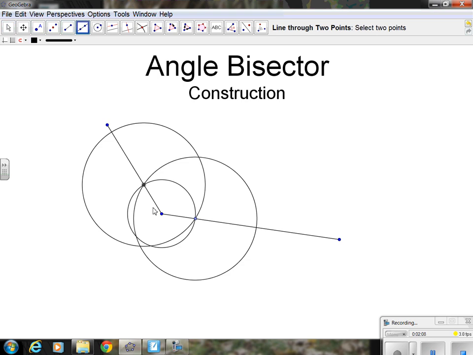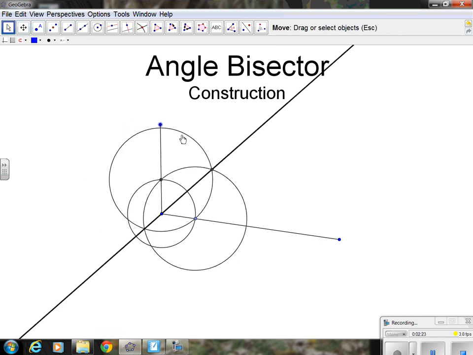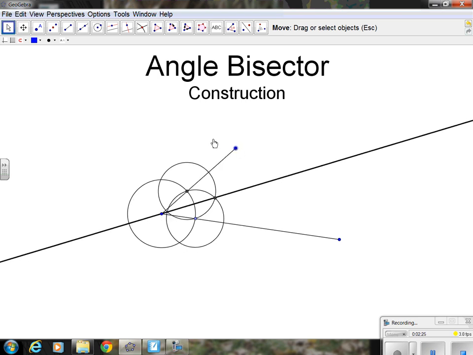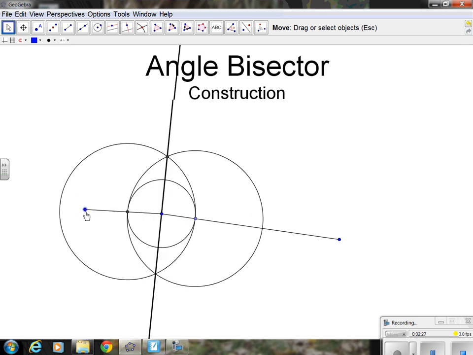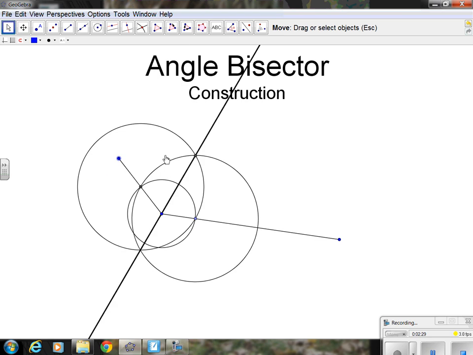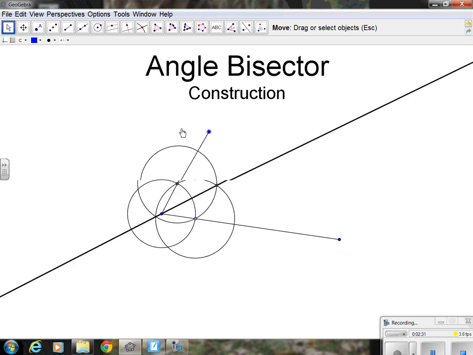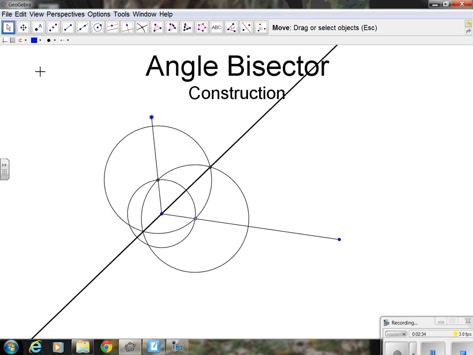I can now draw a line, and I can add a point in here. Sometimes that makes it easier first. And I can draw a line through my vertex and where these intersect. And now, hopefully, as I bring this point in or out, that moves with it.